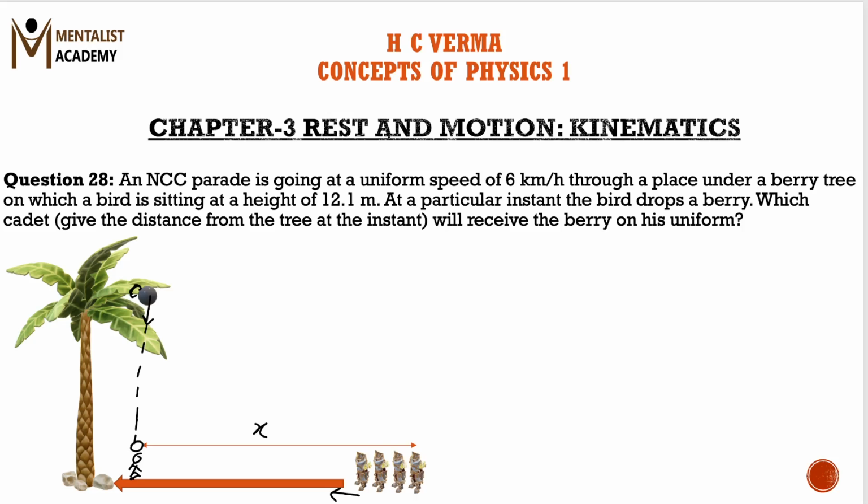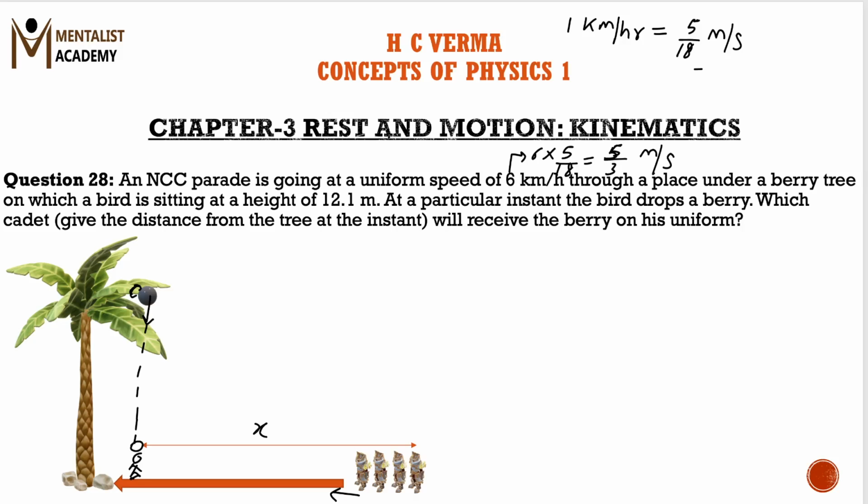Now the parade is moving at a speed of 6 km per hour. How to convert a kilometer per hour into meter per second? We know that 1 km per hour is equal to 5 upon 18 meter per second. So we just need to multiply the speed with a factor of 5 by 18. So 6 into 5 upon 18 is equal to 5 upon 3 meter per second.